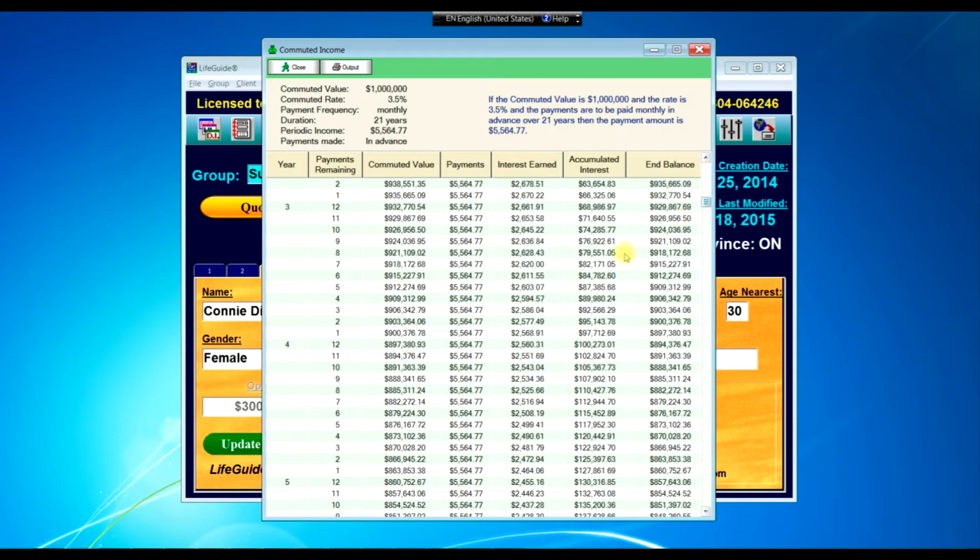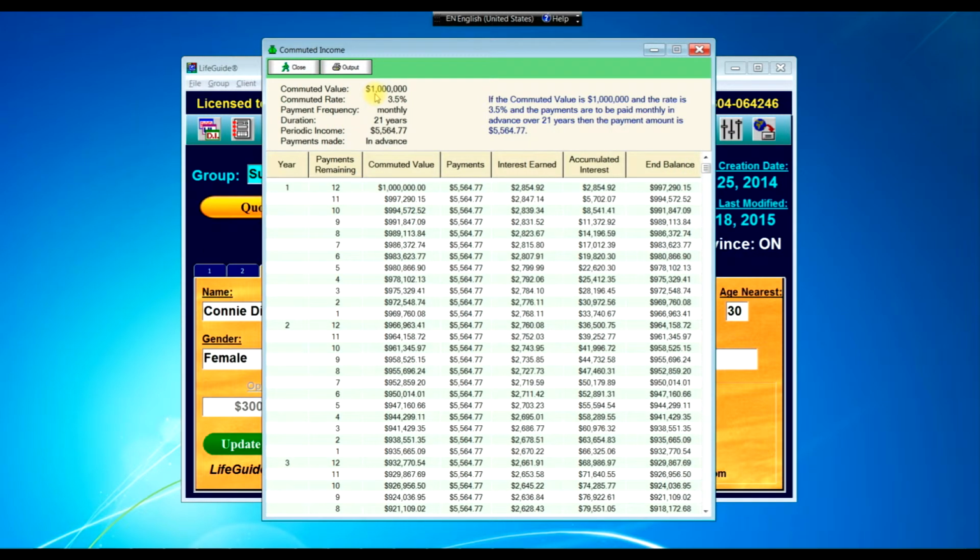We can scroll down and see any point that we want through the period. We see what the value of the fund is at that point, what the payments are, here they're fixed, the amount of interest that's earned on the fund itself, the interest that's accumulated since the beginning of the payment period, and the balance together with interest at any point. At the top, let's go back to the beginning here, scroll right back up.